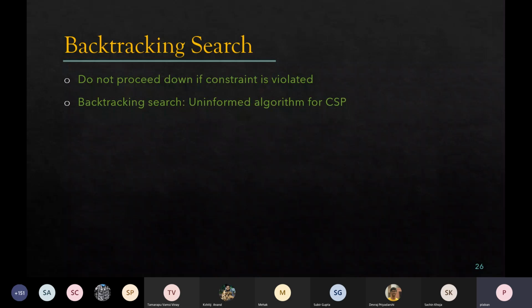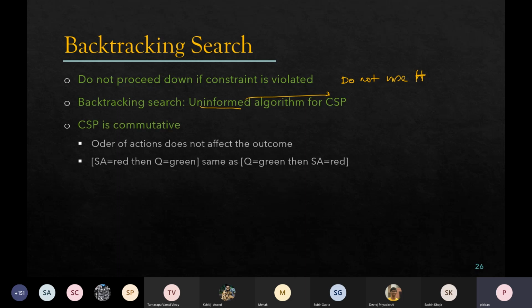So when we have an uninformed algorithm, that means we do not use H, right? So here also we do not use any heuristics in simple backtracking search. And we have many observations here. One observation is that the way we are assigning the values is independent, right? So I can choose one green value, I can choose a red value, I can choose another value. And also the order in which we are choosing the variable will not affect the outcome.